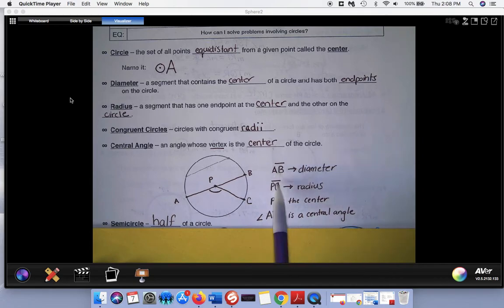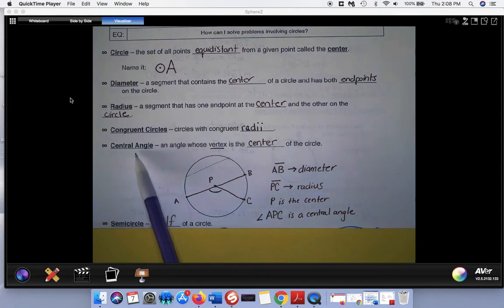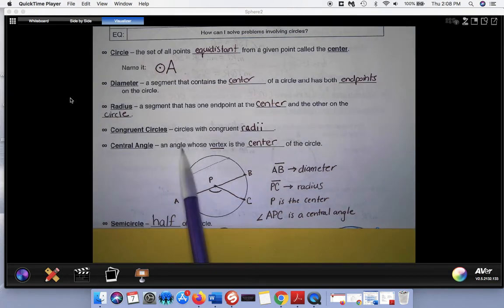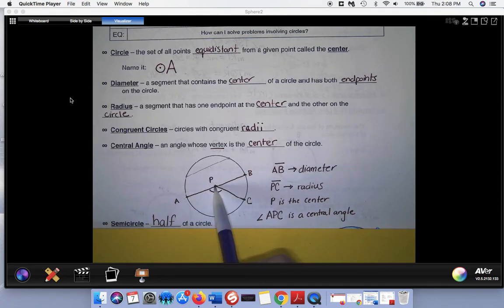Notice too, the use of the segment symbol here. And then point P is the center of the circle. And something new here is this central angle. A central angle is an angle whose vertex is the center of the circle. So we have to have the vertex at point P in this case. For instance, angle APC is a central angle. But so is angle BPC. That is also a central angle.